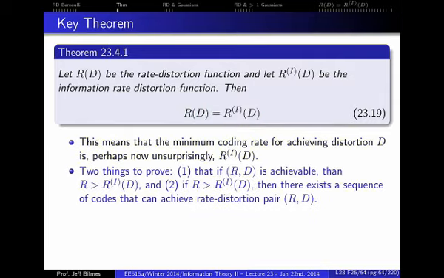So there's two things to prove. One is that if a given pair, R, D, is achievable, then it has to be the case that R has to be greater than the rate distortion function. And then the converse says that if the rate is greater than the information rate distortion function, then there exists a sequence of codes such that as the block length gets long enough, the distortion gets arbitrarily close to that distortion.